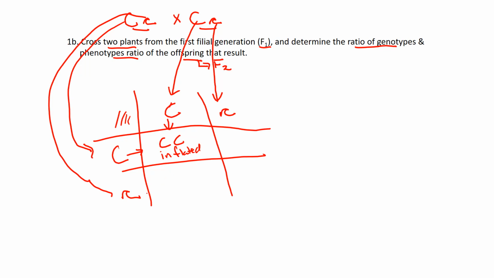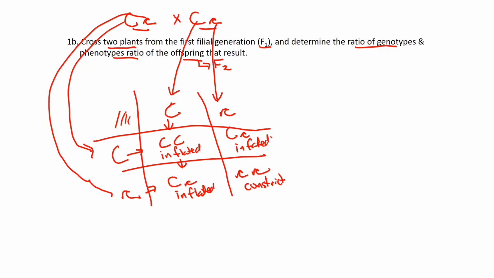Do the same thing for this. Again, showing the dominant allele first. So we're going to put the capital C first, small c, but that's also going to be inflated. Capital C, little c, inflated. And in this case, little c is going to be constricted.